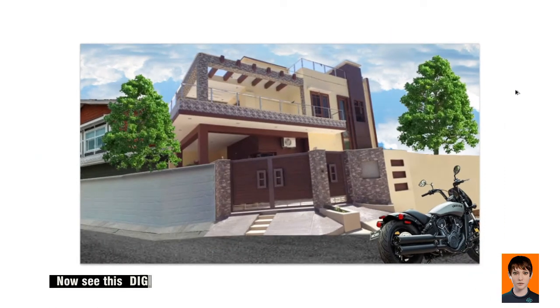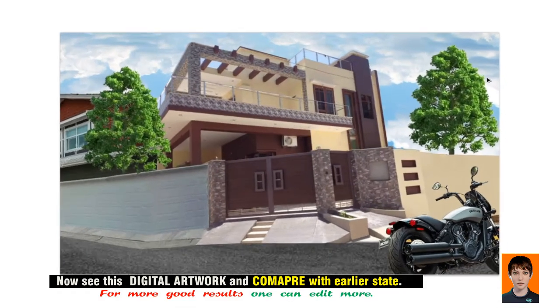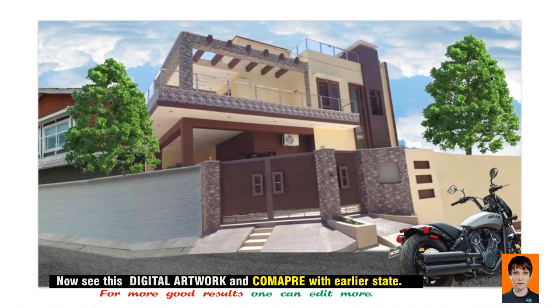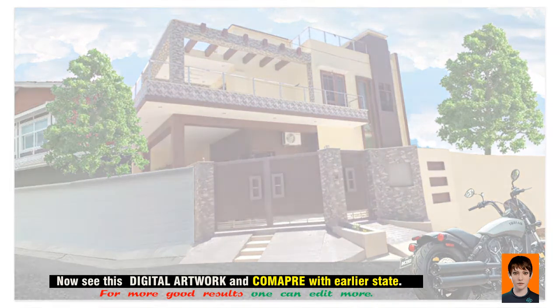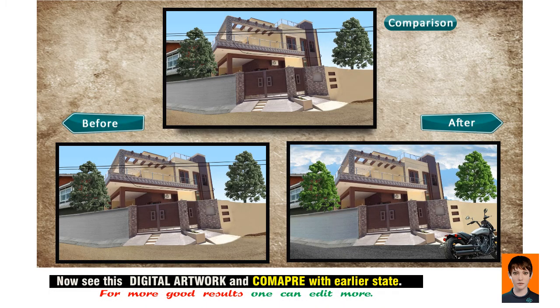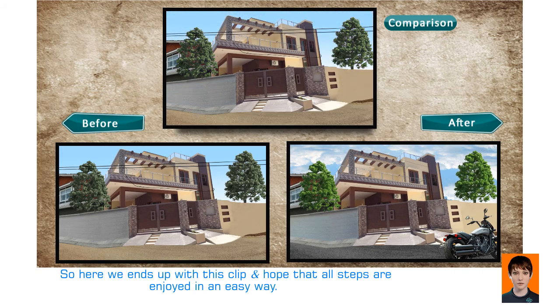Now see this final digital artwork with the earlier state and compare with before state. For more good results, one can edit more. So that's all here. We end up with this clip and hope that all steps are understandable in an easy way.